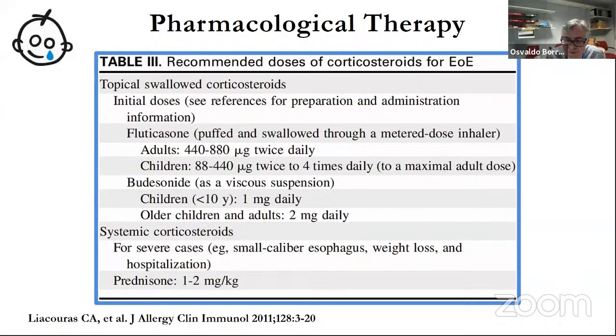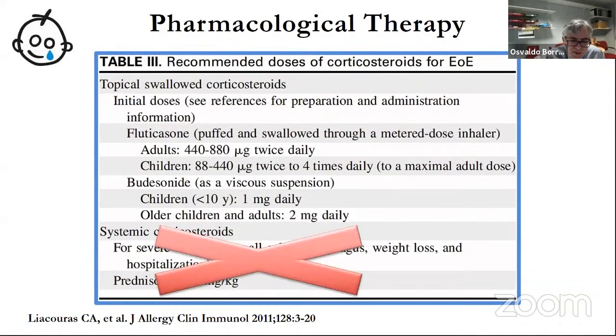What about systemic steroids? Essentially, there is one study comparing systemic steroids with topical steroids, and they showed the same efficacy. However, systemic steroids had significantly more side effects.